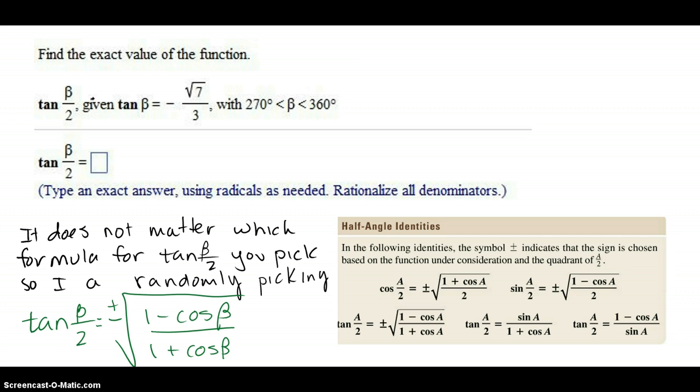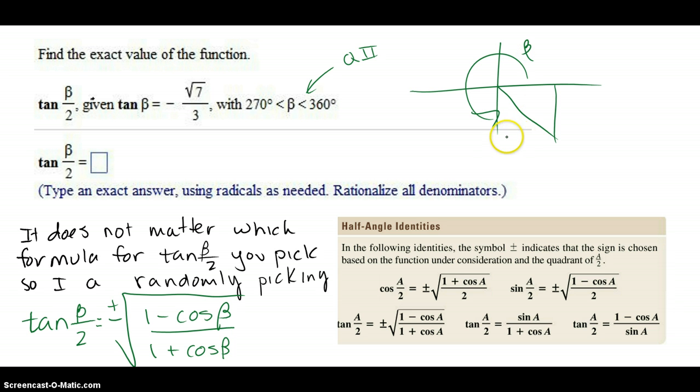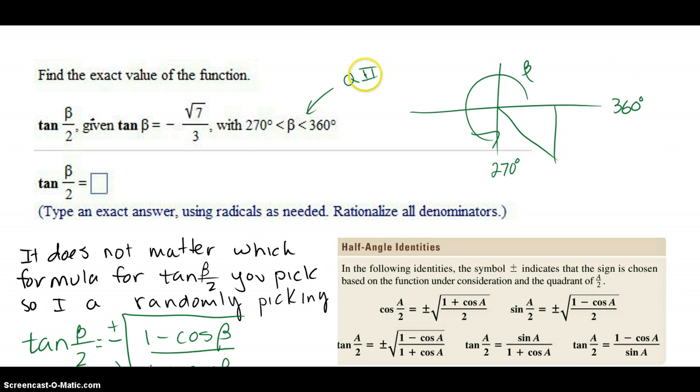Okay. Our biggest job is to figure out what cosine of beta is. So here's cosine of beta, right here. We know that it's in the fourth quadrant because of this condition, and we're just doing beta right now. And this is between 270 degrees and 360. So that's why this is in quadrant 4.